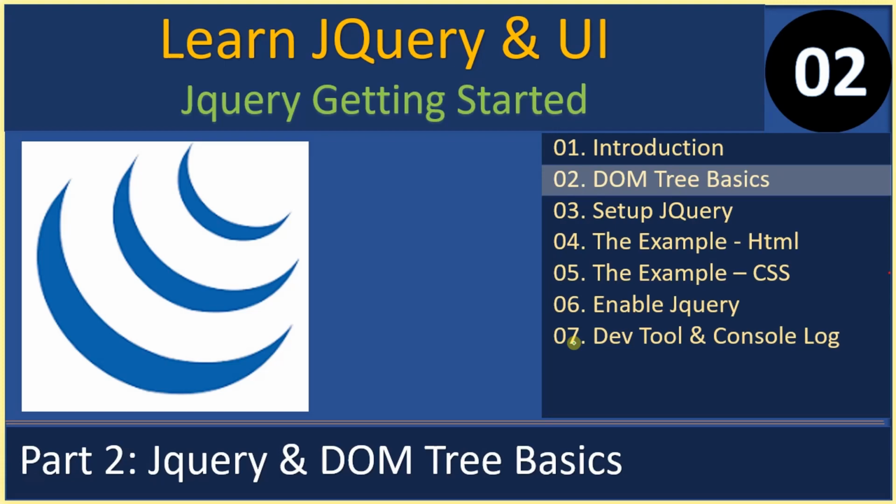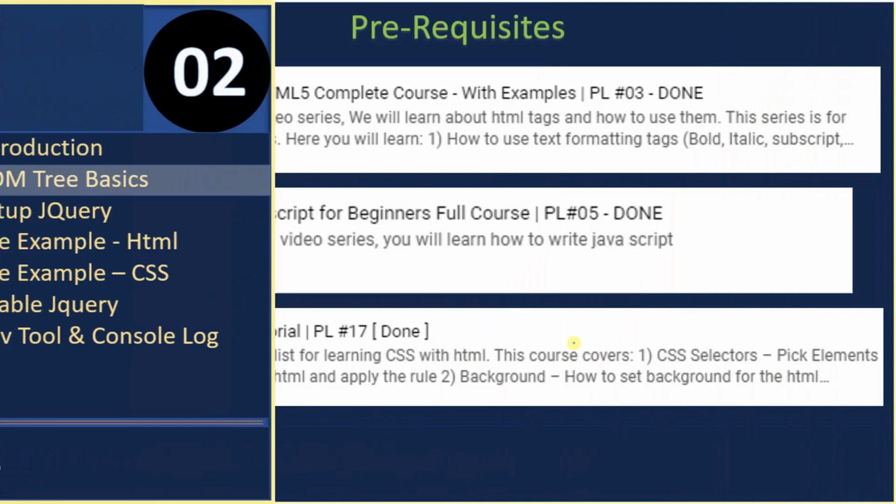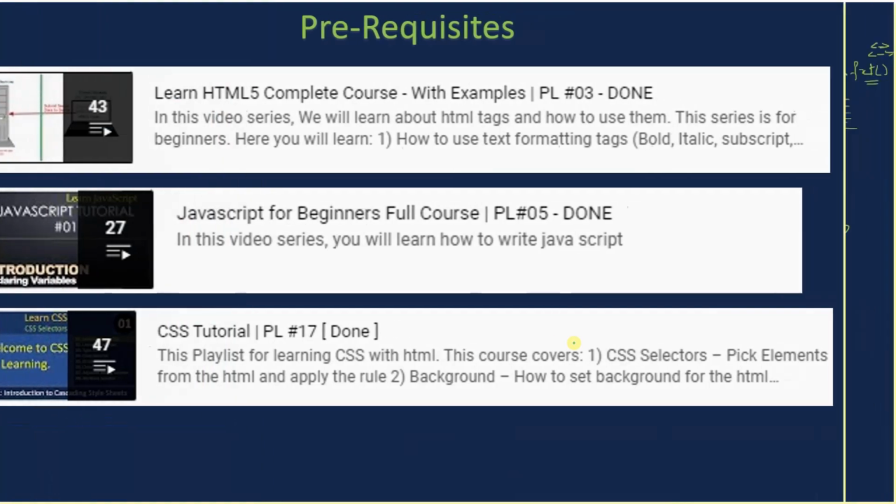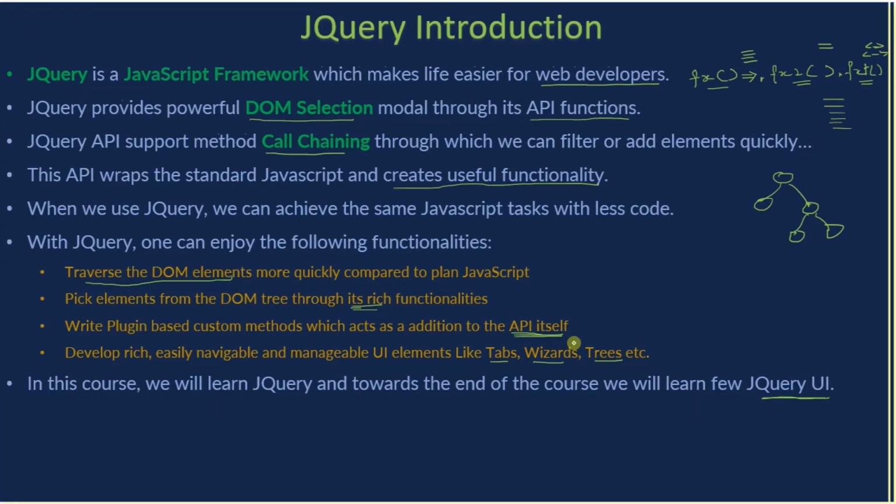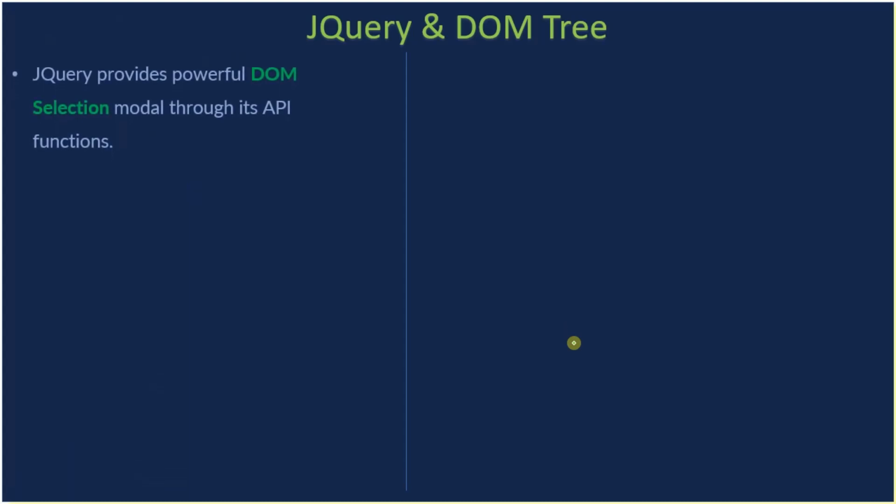In this second part of the video, we will learn about DOM tree basics. JQuery provides powerful DOM selection methods through its API functions. That means JQuery provides a lot of functions. Using that, you can pick an HTML element easily.